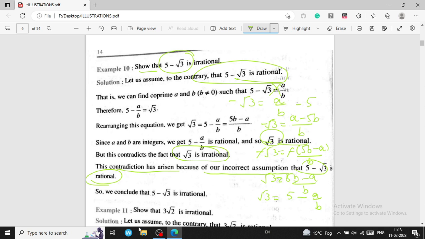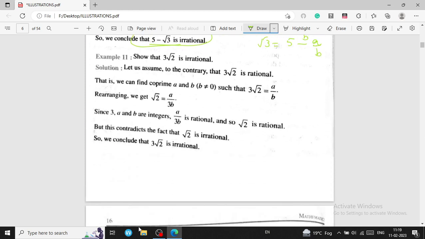And so we conclude that 5 minus root 3 is an irrational number. If root 3 is irrational, then 5 minus root 3 is also an irrational number. And like this, the question is also solved.